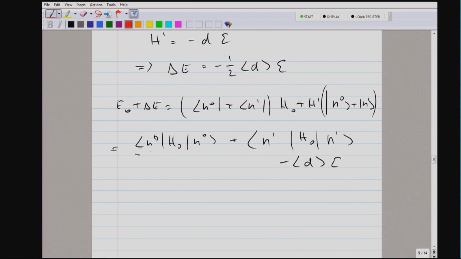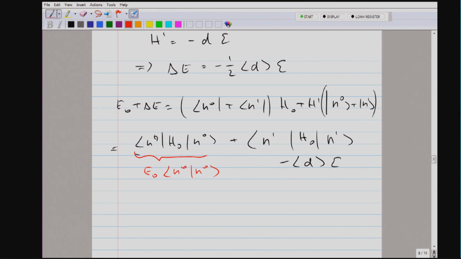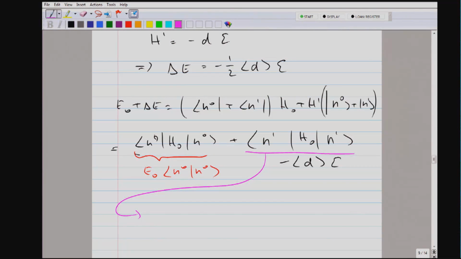So the first part is, of course, simply the energy E naught times the norm of the wave function N naught. For the second term, we use the first order perturbation theory for N1. This is our sum over m.